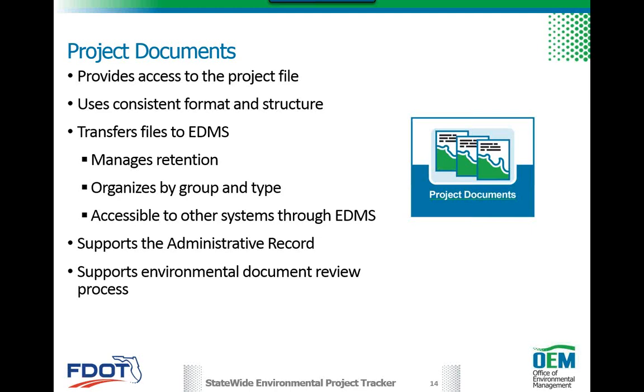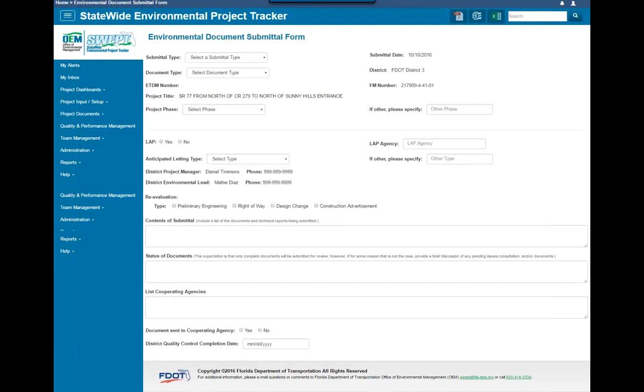SWEPT creates, organizes, manages, and exports the administrative record, and supports the environmental document review process by enforcing legal sufficiency and prior concurrence requirements with legal staff, and documenting and processing the review and approvals of environmental documents. The environmental document submittal form. The districts will use the environmental document submittal form on SWEPT to notify OEM that the environmental document is ready for review.